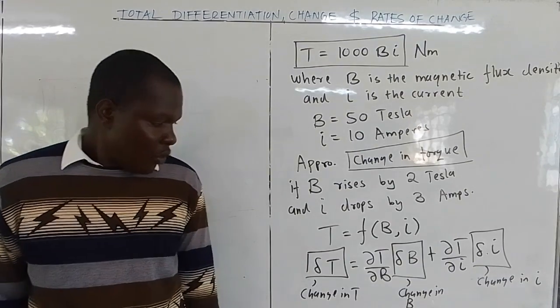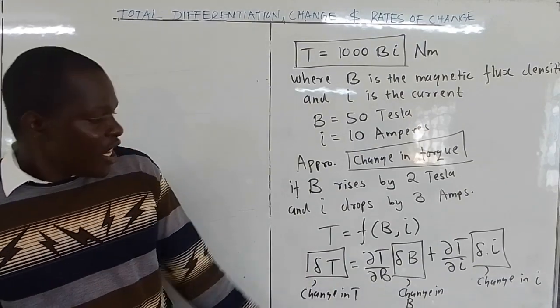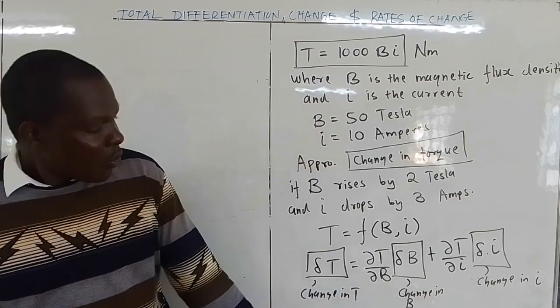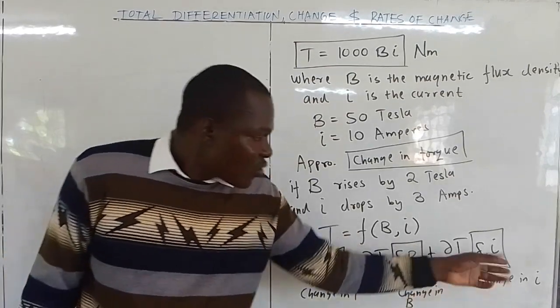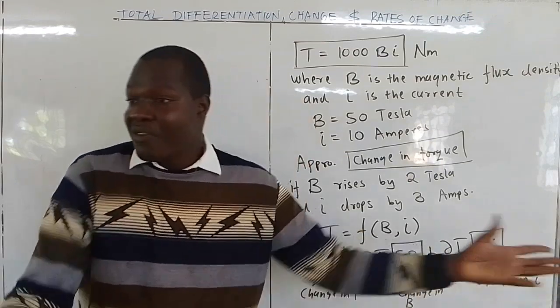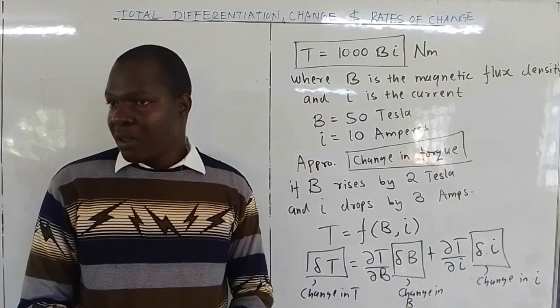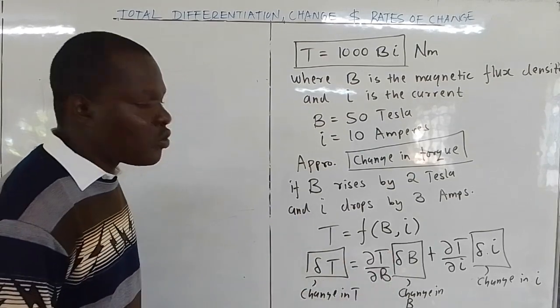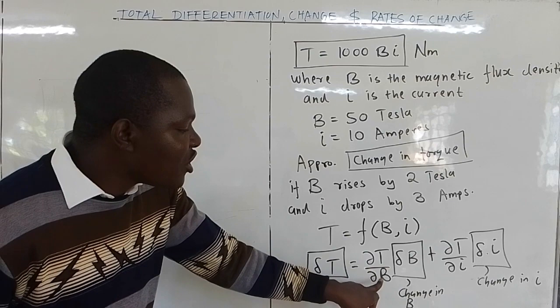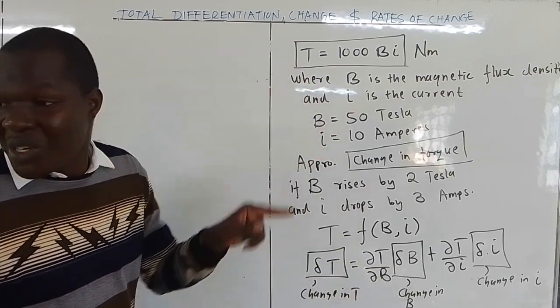What do we need to do for us to get change in T? We need to get this partial derivative, we need to get this change in B, we need to get this partial derivative, we need to get all these values, then we perform those operations, isn't it? Are we together? So let us start with the first one, partial T partially with respect to B. Meaning when you are differentiating T partially with respect to B, you must have that equation, isn't it?